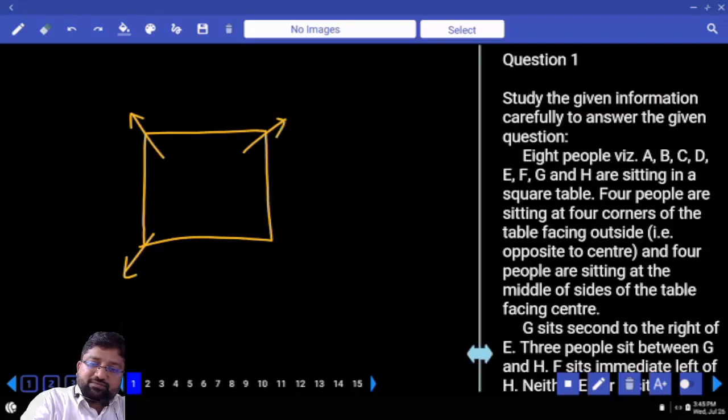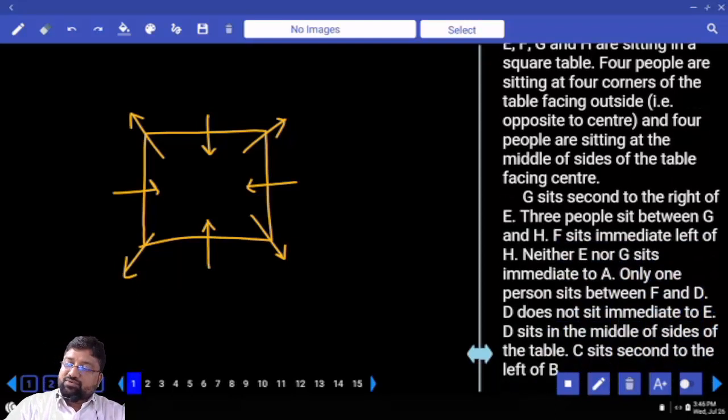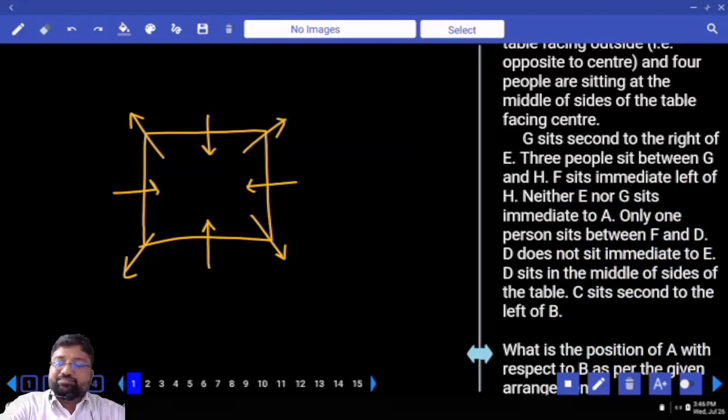Corners facing outside, middle of the sides facing inside. Whenever you see a question where some are facing inside and some are facing outside, where corners are facing outside and the ones sitting in the middle are facing inside, you should understand one important point here. Somewhere or the other they will mention that somebody is facing inside or outside. At least they'll give us information of at least one person.